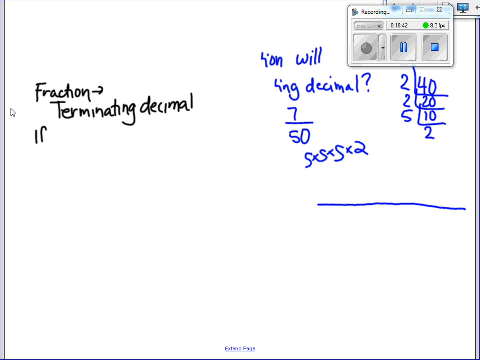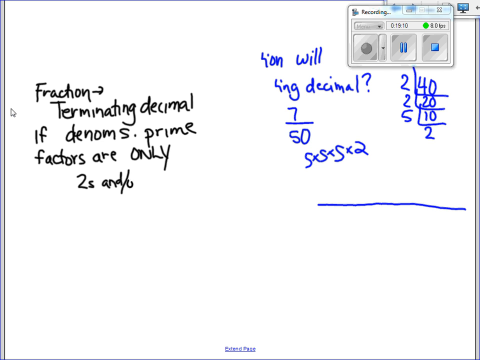If the denominator's prime factors are only 2's and/or 5's, so you look at that denominator, and if it's only got 2's and 5's, it's going to be terminating.